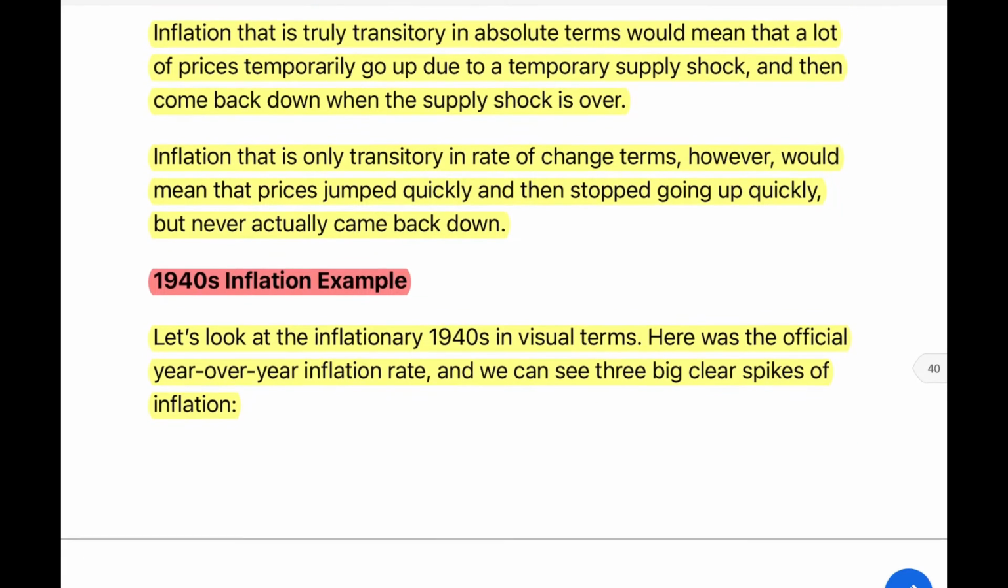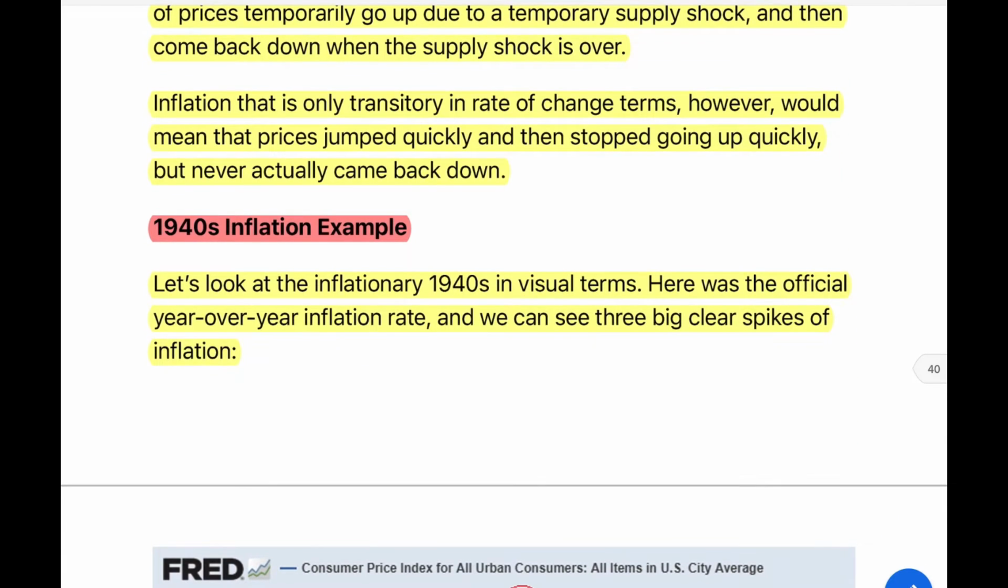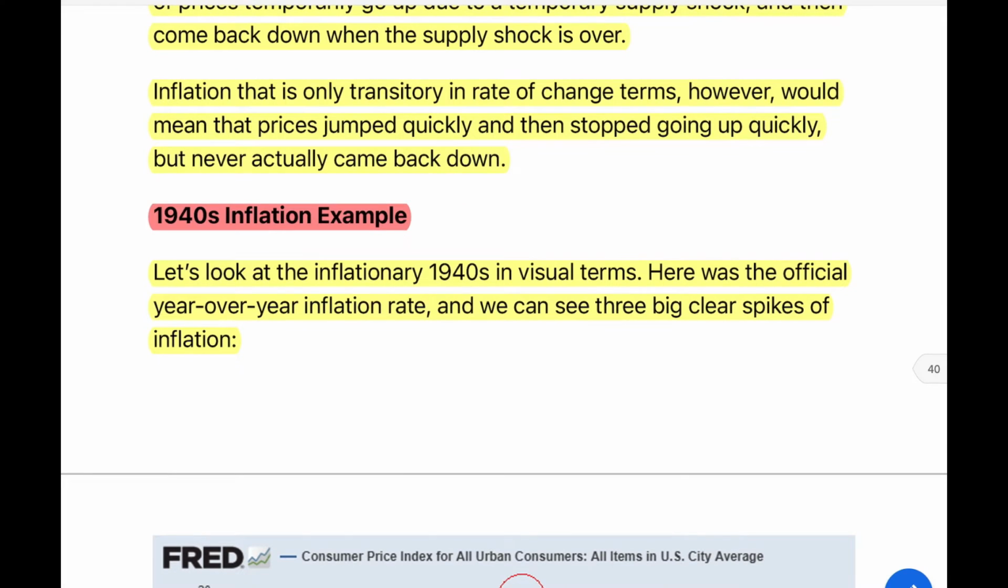Inflation is only transitory in rate of change terms, which would mean that prices jump up quickly and then stop going up quickly, but never actually come down. And I think that's where we are today in society. We're going to see prices start coming up, and they might come down a little bit.